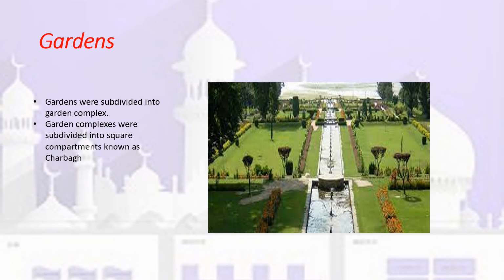The Mughal tombs were generally placed at the center of a huge garden complex, which was subdivided into square compartments called charbagh. The Mughals also built large gardens at various levels and terraces on the charbagh pattern. Some examples of formal gardens built by the Mughals are the Nishat Bagh in Kashmir and the Shalimar Bagh at Lahore.